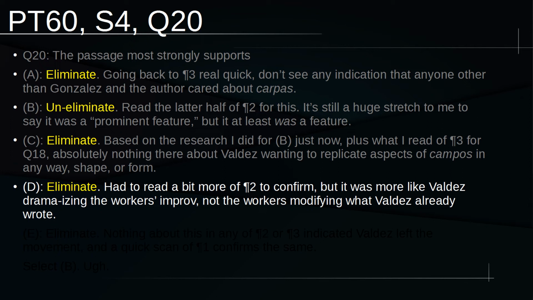Now I'm adding the rest of paragraph 2. I had to read a little bit more of it for D here, but what I read was that it was more like Valdez was turning the workers' improv into more formal drama, or at least something written down or transmissible. And it wasn't the reverse, which is what D was suggesting. D is suggesting that the workers were taking what Valdez had already written and somehow modifying it. But that seems to be the reverse of the process that was described, and so my hunch was right.